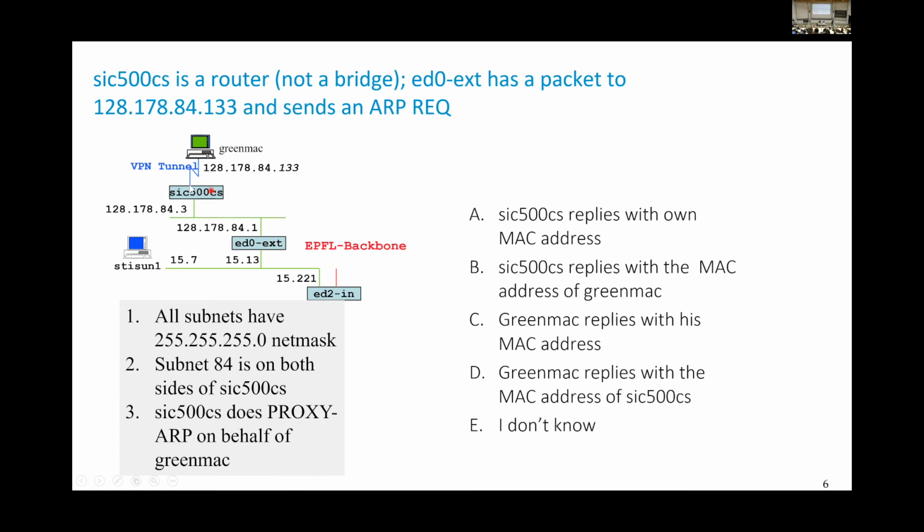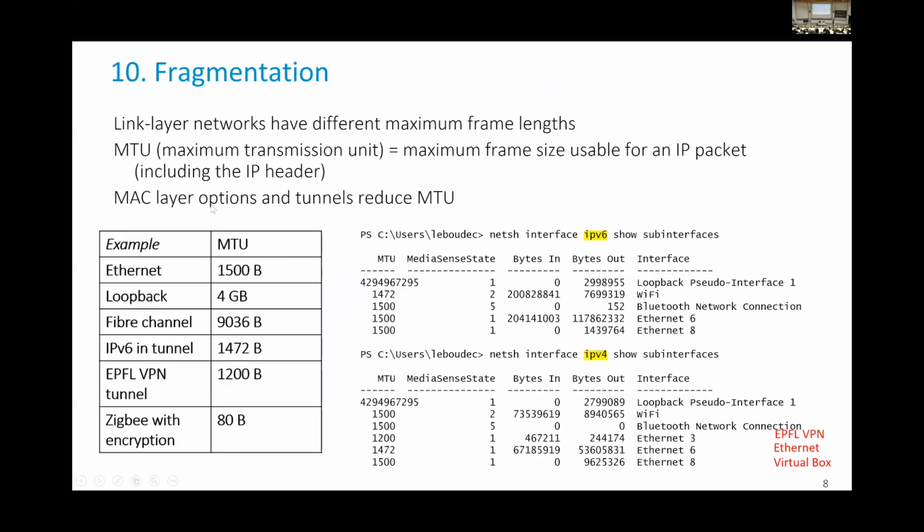So the Proxy ARP method consists in having the router that is directly on the LAN, on the subnet of interest, reply with this here. So that's an example.